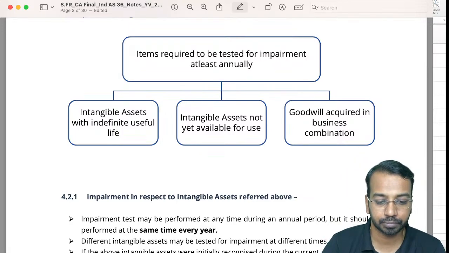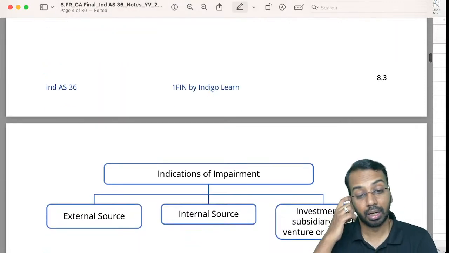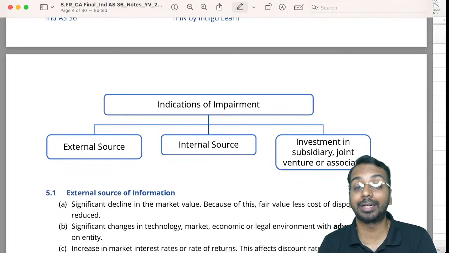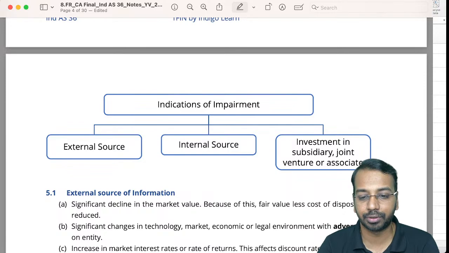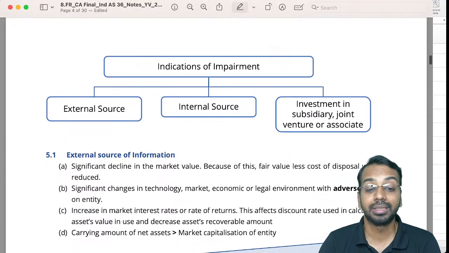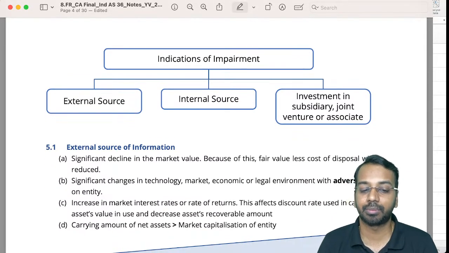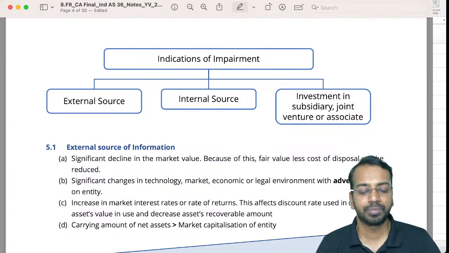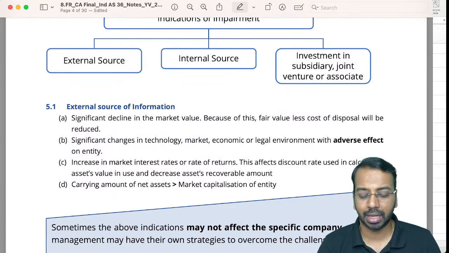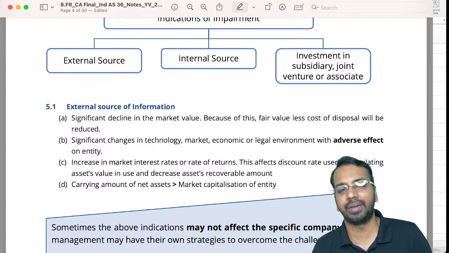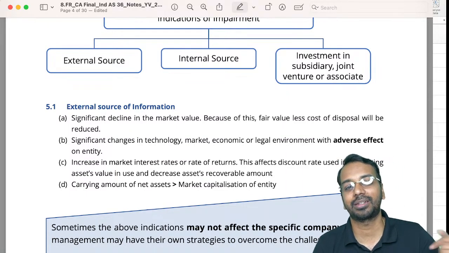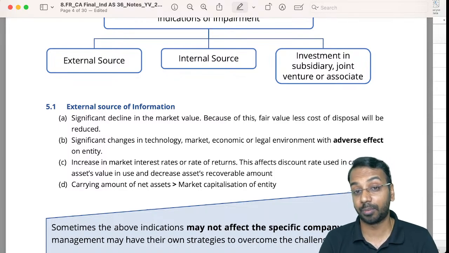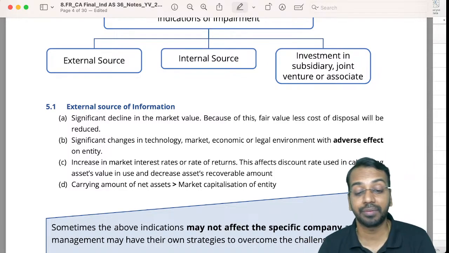Now, how do we get to know the indicators of impairment, or how do we get to know that there is a symptom of impairment? Now, there can be some external source or there can be some internal source. External source is maybe decline in market value. I purchased an asset at 5 lakhs. Now in the market, it is being sold at 2,50,000. So there is a possibility that the value of the asset would have gone down.